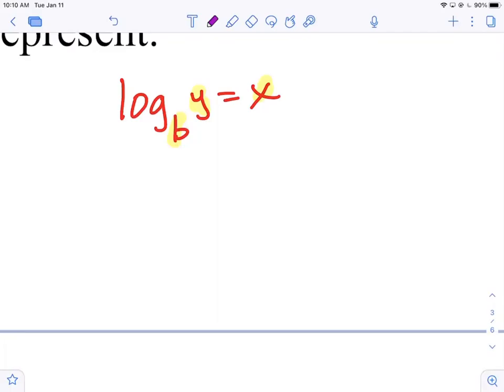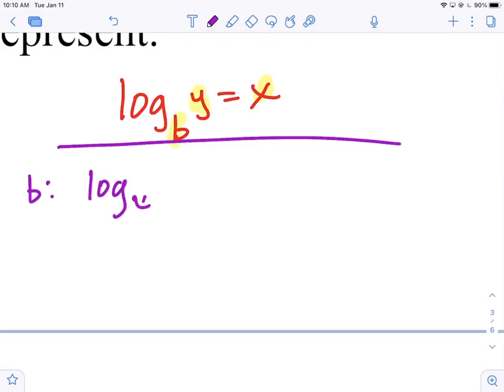So let me give you an example here. We've already seen the ones where we don't know x. If I don't know what b is, let's see what this looks like. This could be log base x of 36 equals 2, okay?